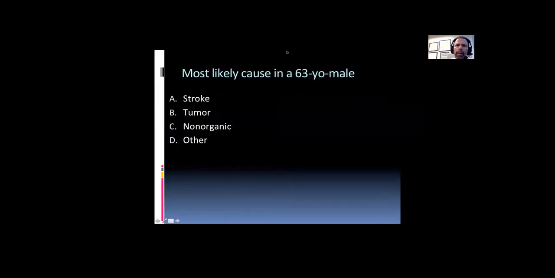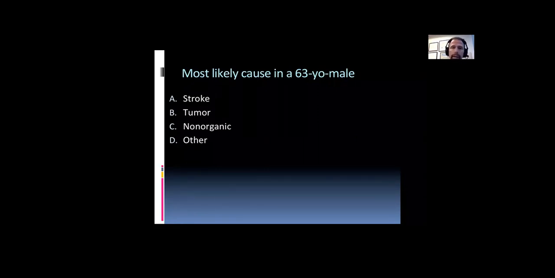So most likely cause, let me get my polling thing here. Hold on a second. Okay, here we go. So most likely cause in a 63-year-old male, so an inferior right homonymous, or inferior greater than superior right homonymous hemianopsia. I'll give you a few seconds here to vote.